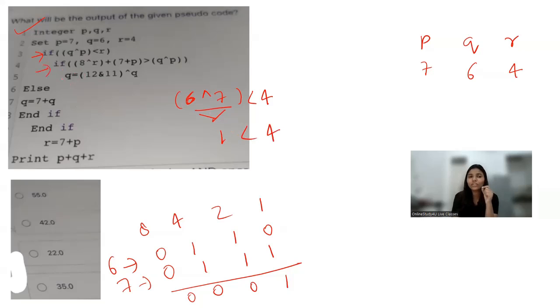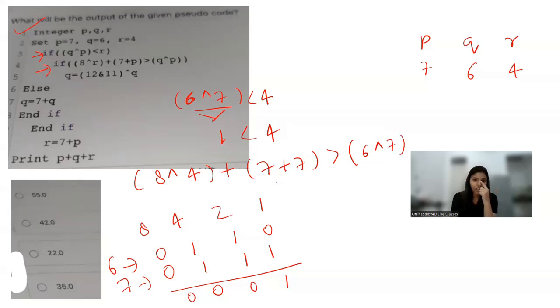We will come here into the if part again. Then we will solve this. So in this, what we have is 8 XOR R. R value is 4, plus 7 plus P. P is 7, is also greater than Q XOR P. So Q was 6 XOR P is 7. All right. So first of all, we will solve this part and this part. Then we will compare and then we will go further. So let me make some space here.